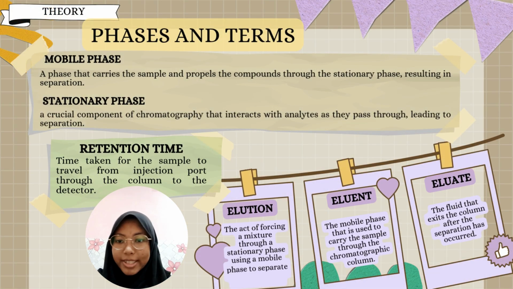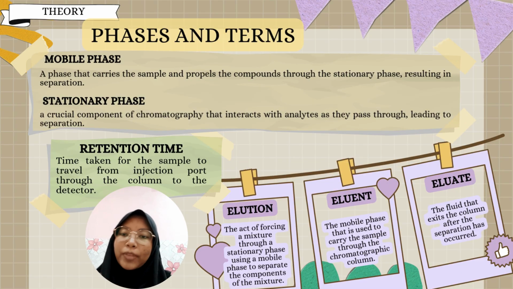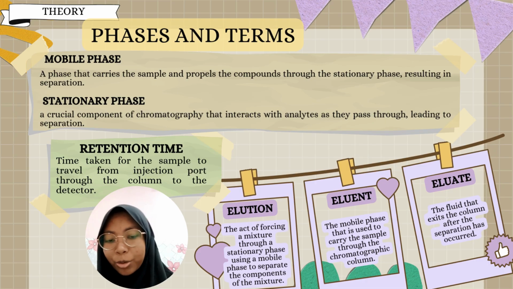Now we move on to phases and terms in chromatography. As we can see here, there are two phases: mobile and stationary. Mobile is the phase that carries the sample and propels the compounds through the stationary phase, resulting in separation. While the stationary phase is a crucial component of chromatography that interacts with analytes as they pass through, leading to separation. The most common stationary phases are silica gel, alumina, and cellulose powder. It is usually finely ground powders or gels.